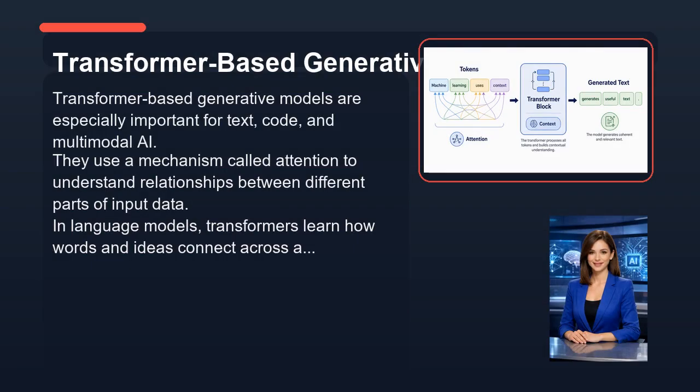Now let's look at transformer-based generative models. Transformer-based generative models are especially important for text, code, and multimodal AI. They use a mechanism called attention to understand relationships between different parts of input data. In language models, transformers learn how words and ideas connect across a sentence, paragraph, or document. They can generate text, summarize content, answer questions, write code, and support chat-based AI systems. Modern generative AI tools often use transformer-based architectures. Their strength is handling context and generating coherent, flexible outputs.